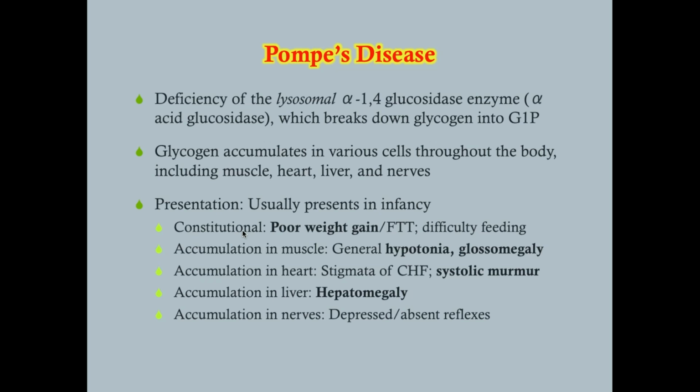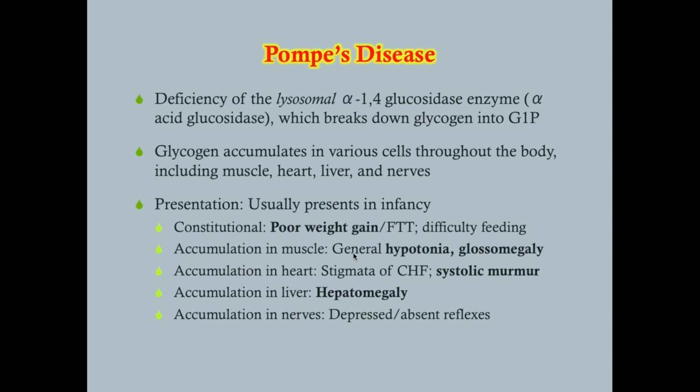So they're going to have poor weight gain because of lots of issues, but especially because of their heart issues and muscle issues. Failure to thrive, difficulty feeding. The difficulty feeding actually has to do with the problems with their nerves, and I'll return to that in a little bit. So poor weight gain, failure to thrive, difficulty feeding.